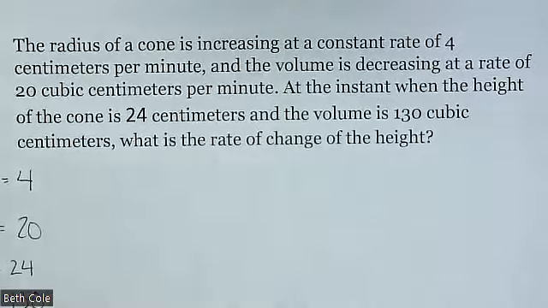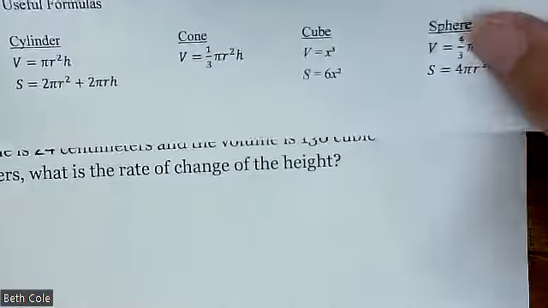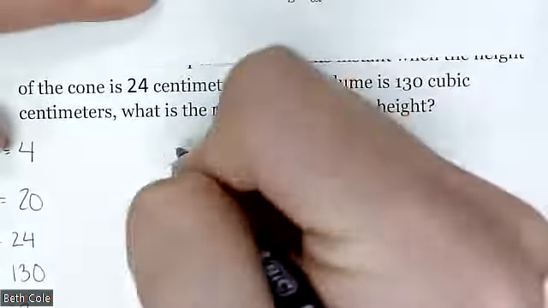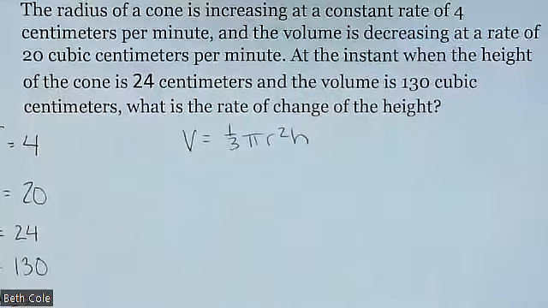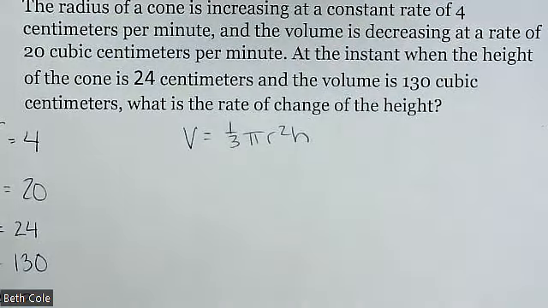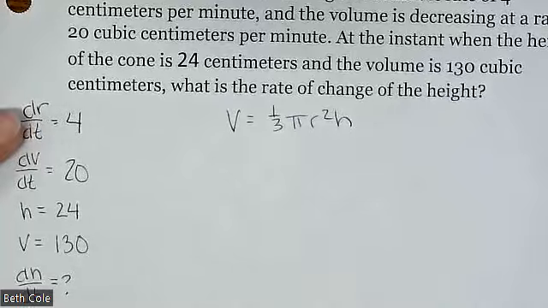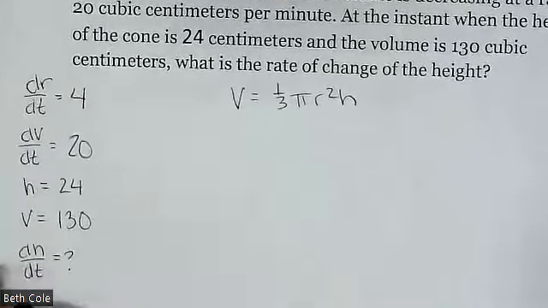So we are talking about the volume of a cone. So if you pull out your formulas here, volume for a cone is right there. So we've got volume equals 1/3 pi r squared h. Now I'm going to need to, I think, get rid of, or no, I don't need to get rid of r because I have dr/dt. I was about to say sometimes you need to substitute one or the other of them out if you don't have any information, but I do have information about r.